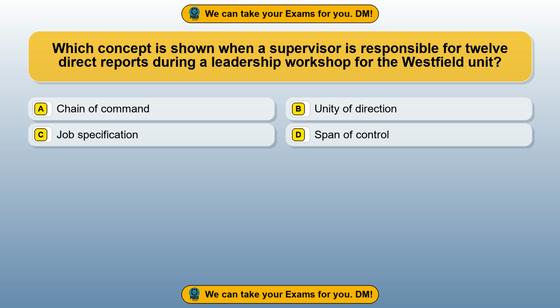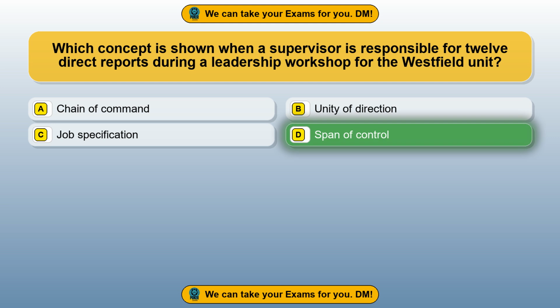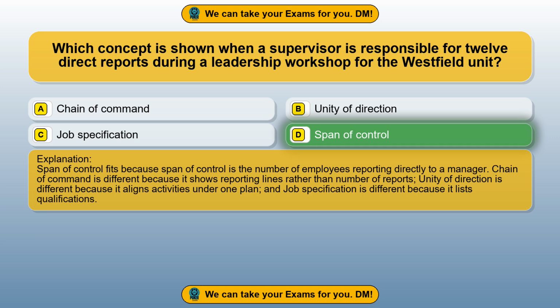Option B, unity of direction. Option C, job specification. Option D, span of control. The correct answer is option D, span of control. Span of control fits because span of control is the number of employees reporting directly to a manager.